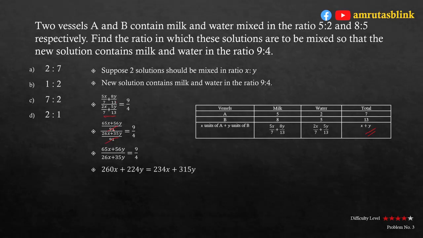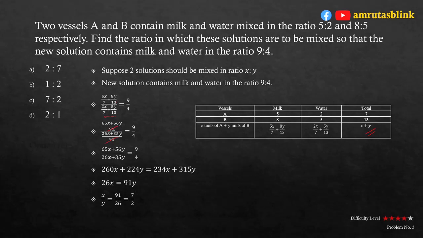Now by cross multiplication we will get 260x + 224y = 234x + 315y. So now 260x - 234x = 26x. Similarly, 315y - 224y = 91y. So we have 26x = 91y, that is x/y = 91/26, which is nothing but 7/2. And this x to y is our required answer, that is 7:2.